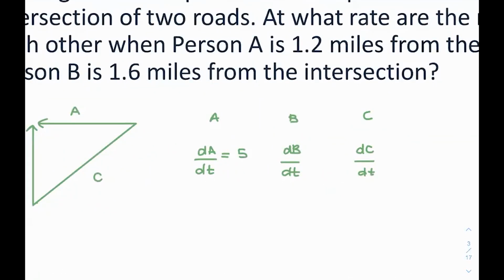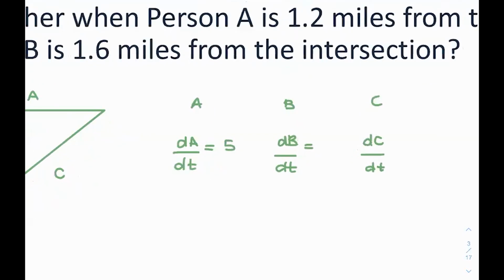I'm going to make sure my units get into the end. If you carry them through your work, that's awesome. If you don't, make sure that they are there at the very end. And our rate of change of B is 6. So 6 miles per hour, 5 miles per hour.